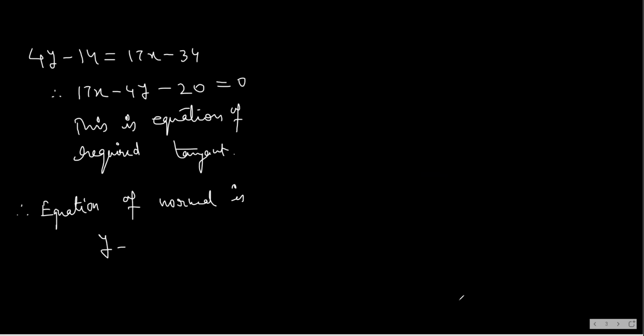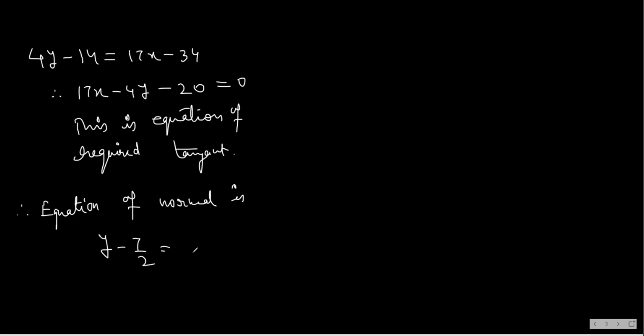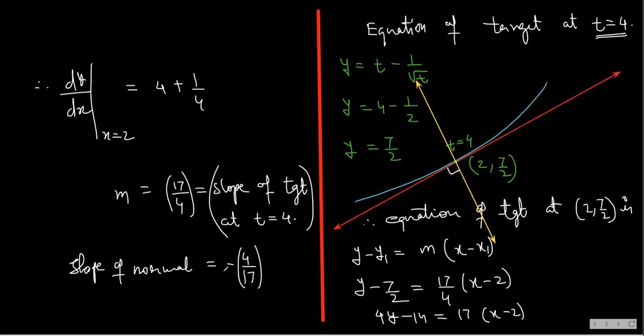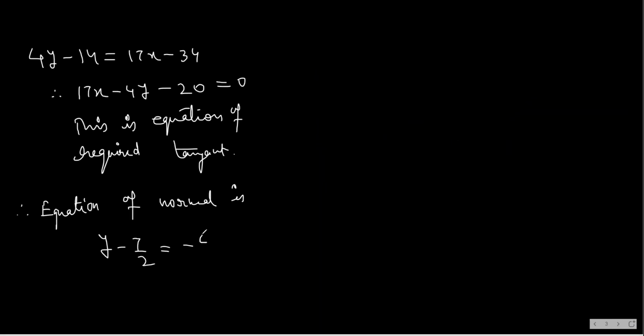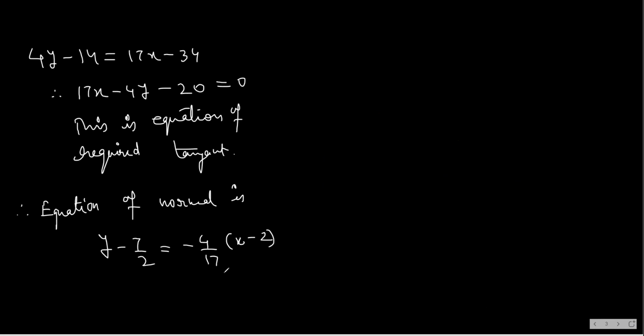y minus y1, you just saw what is y1. Y1 is 7 by 2. Y minus 7 by 2 equals to m. What is m? M is minus 4 by 17. Minus 4 upon 17 times x minus x1. What is x1? X1 is 2. Now you multiply throughout by 17. Okay, no need to multiply 17 because here you have 2. So 2y minus 7 upon 2 equals minus 4 upon 17 times x minus 2.